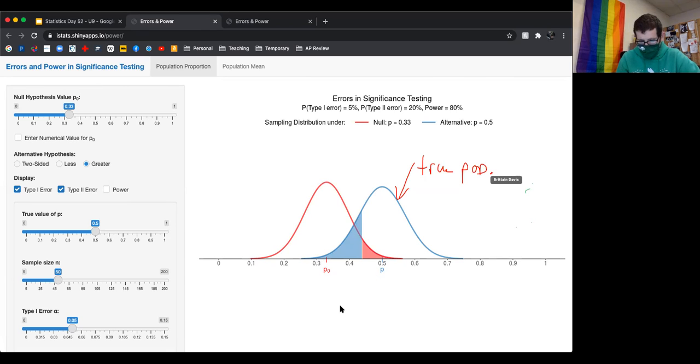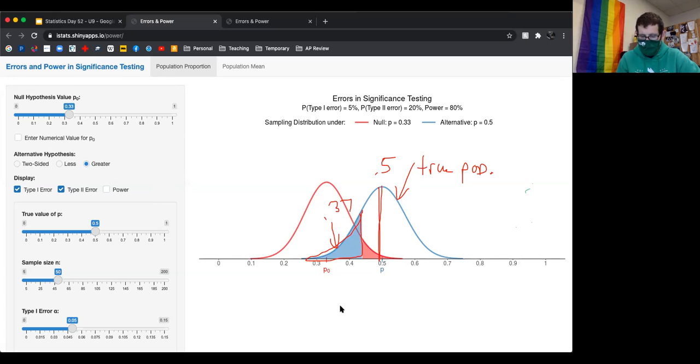Now, this range right here represents all of the sample results we could get that will cause us to fail to reject the null hypothesis. Even though our true population parameter is 0.5, I could get a random sample that gives me all the way down to, like, 0.37, right? That could be my sample result. And with that sample result, I would fail to reject the null hypothesis.